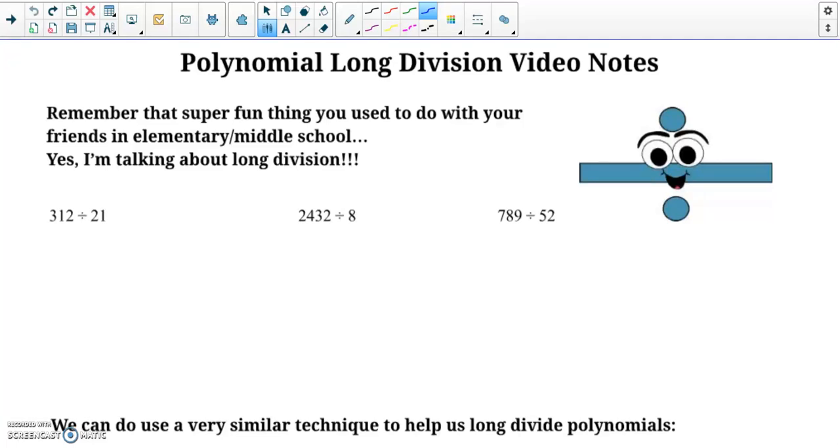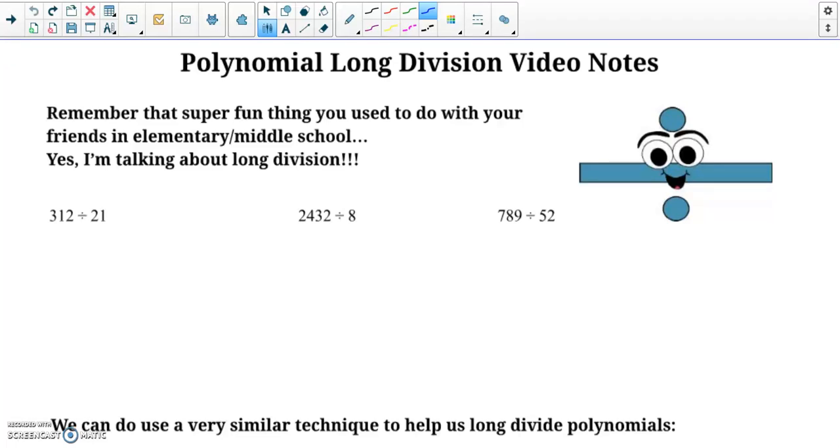So you remember that super fun thing you used to do with your friends back in elementary or middle school? Long division. Super fun. We're going to do something related to that today because we are going to talk about how to divide polynomials. And the way we're going to do it is using long division. That's really similar to that long division you did back with numbers in elementary or middle school.